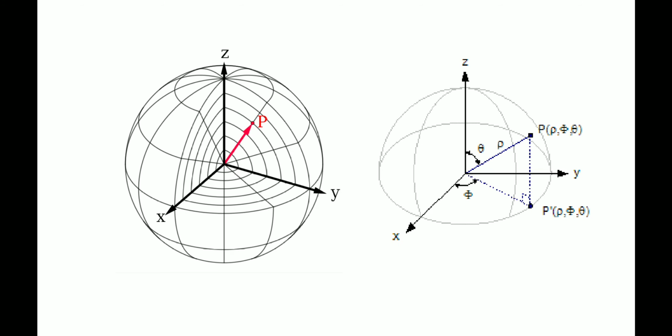Now let's see another figure. In this figure we can see that if we draw a perpendicular from point P and connect it with the origin, the angle is given by phi, and the radius r is the line connecting point P to the origin. The angle between the z-axis and this line is theta. So the coordinates of this point P are given by r, theta, phi.